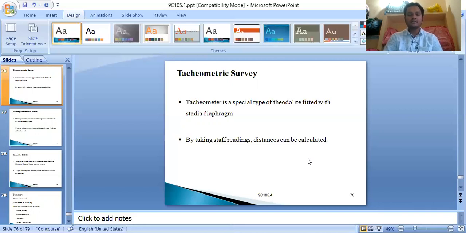By taking staff readings, the distances can be calculated by the instrument itself. It is a special type of instrument where we cannot use chain or tape. We can directly take linear measurements with the help of the instrument itself. So it is very useful in hilly areas where we cannot use chain or tape, or in areas where undulations are more, where chaining cannot be done properly. In such cases, tachometric survey is very helpful.